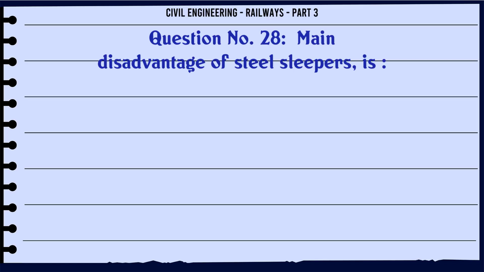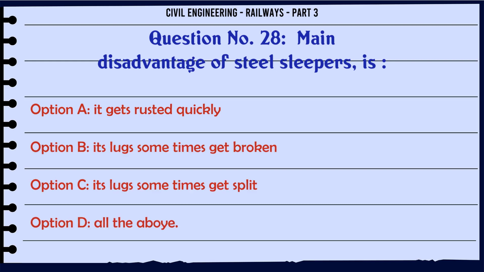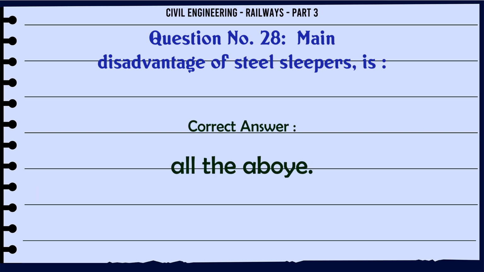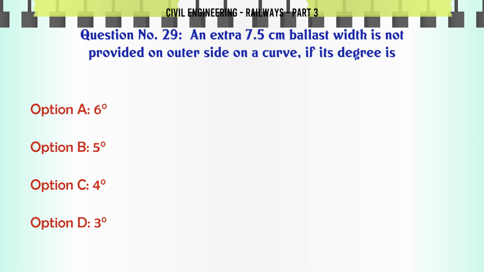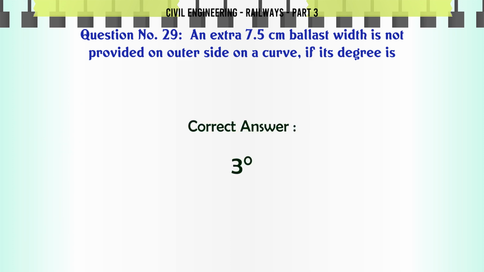Main disadvantage of steel sleepers is A. it gets rusted quickly. B. its lugs sometimes get broken. C. its lugs sometimes get split. D. all the above. The correct answer is all the above. An extra 7.5 cm ballast width is not provided on outer side on a curve if its degree is A. 6. B. 5. C. 4. D. 3. The correct answer is 3.